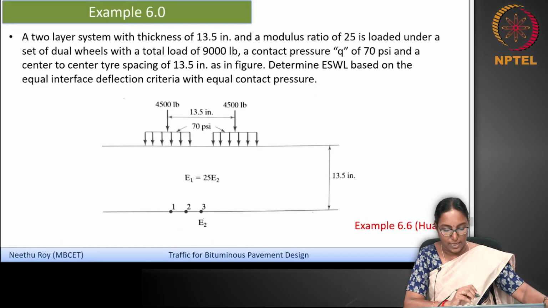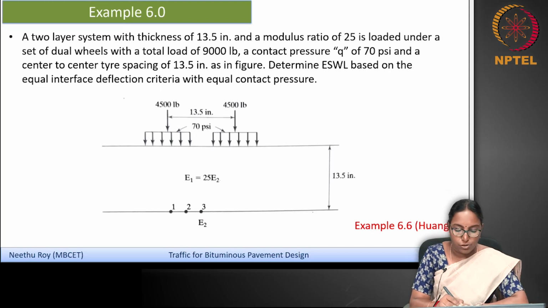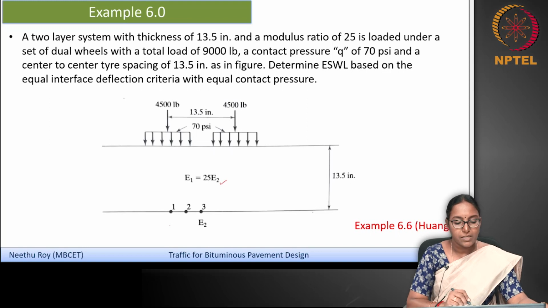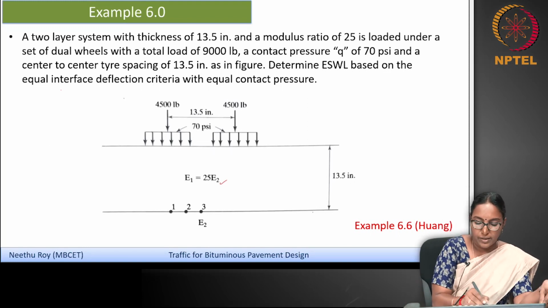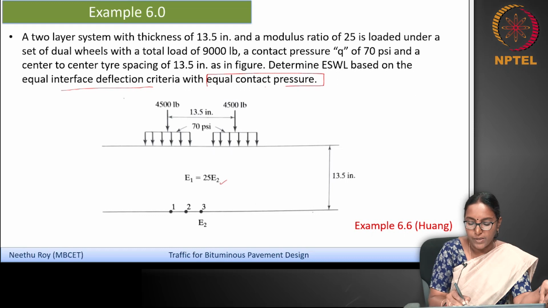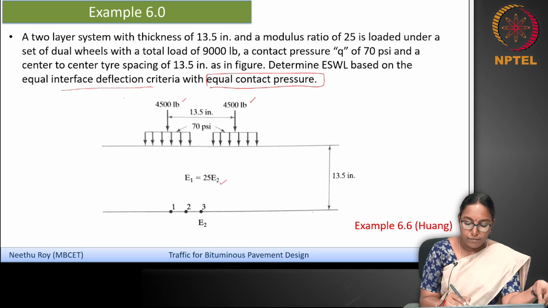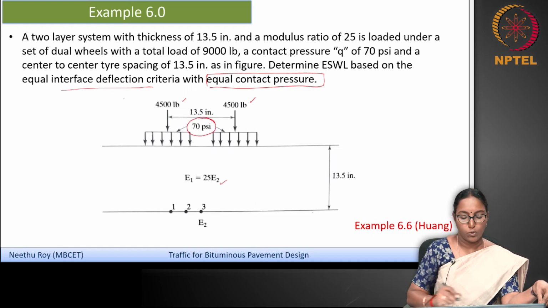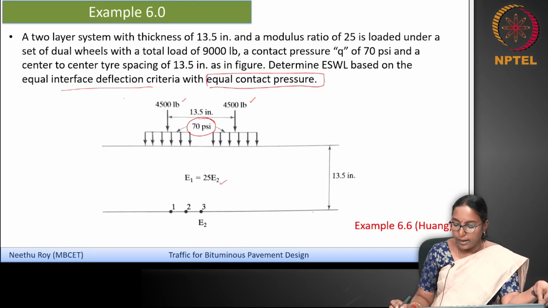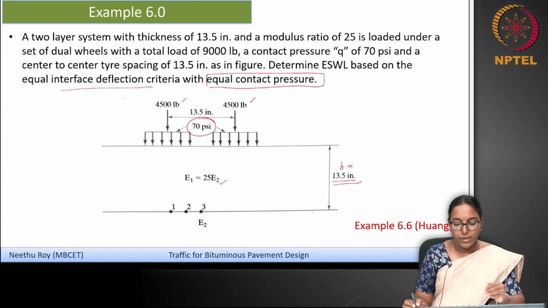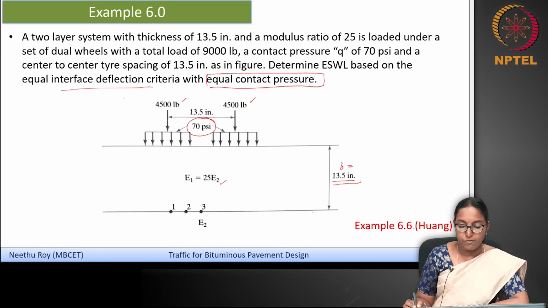Let's try to solve the same question with an E1 by E2 ratio of 25, based on the equal interface deflection criteria, but with equal contact pressure. In this question, as you see here, there are two dual wheel loads of 4500, with a spacing of 13.5 inch, and they have the same contact pressure of 70 pounds per square inch, PSI. You are asked to find the equivalent single wheel load for a pavement depth of Z equal to 13.5 inch.